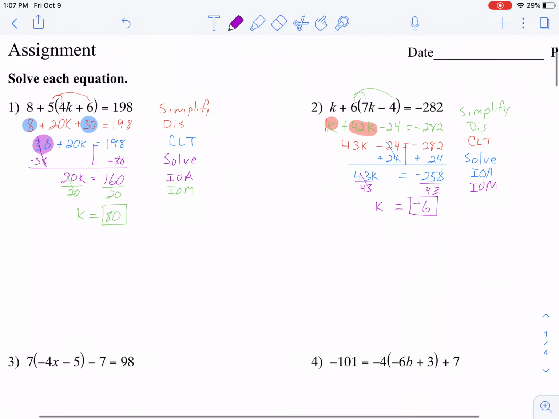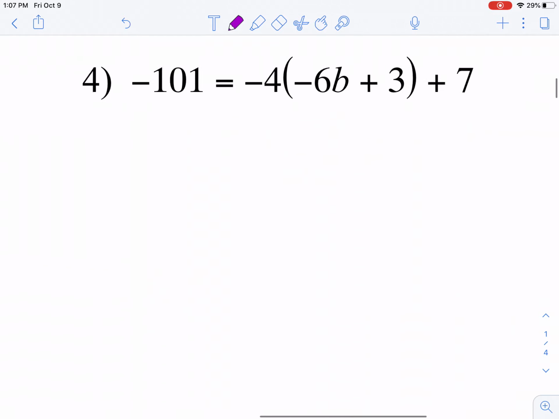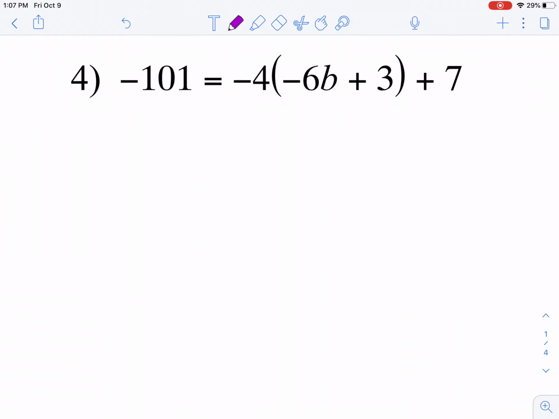Here are two more practice problems for you. You can write these down on paper and then try to do your best. I'll pause the video here. The answer to number 3 is negative 5. Here's your last practice problem. You're more than welcome to try this out. Pause the video here. The answer to number 4 is negative 4.